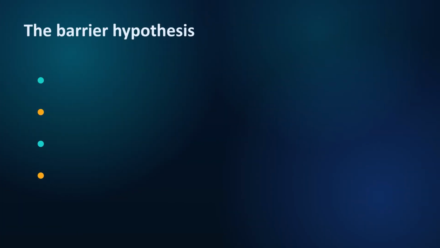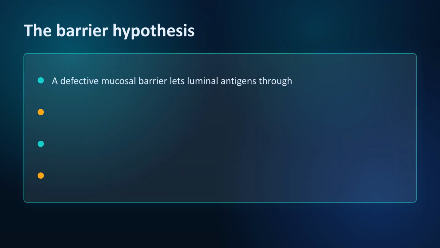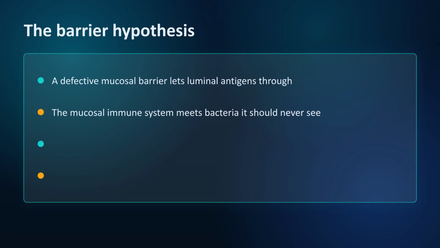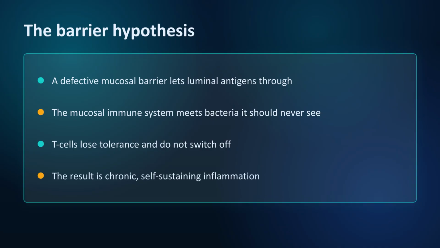Let us stay with the mechanism for one more slide. A healthy colonic mucosa is a barrier. It keeps trillions of luminal bacteria on the far side of a single layer of epithelium. When that barrier is defective, luminal antigens cross into the lamina propria. The mucosal immune system now meets bacteria it was never supposed to see. T-cells respond, and in a susceptible host, they fail to switch off afterwards. The result is chronic self-sustaining inflammation.